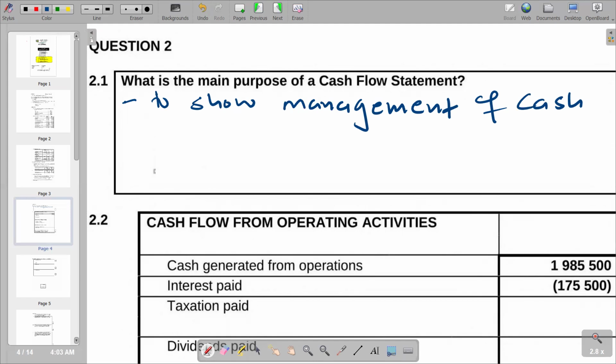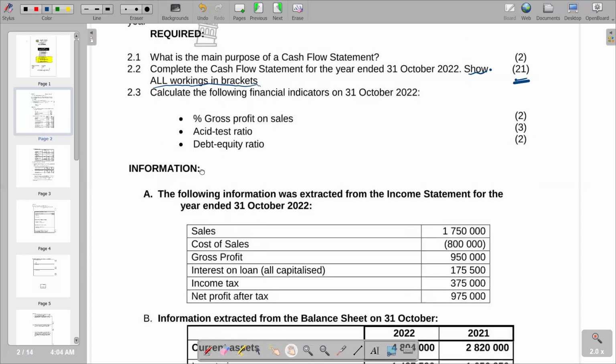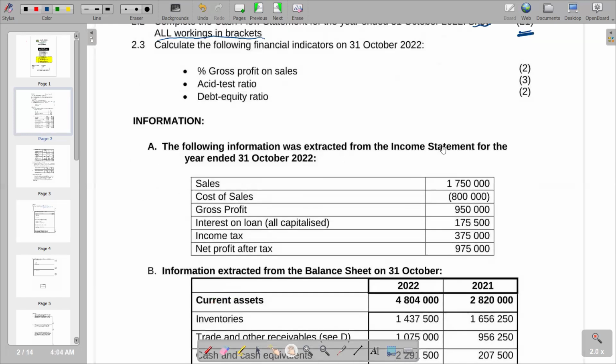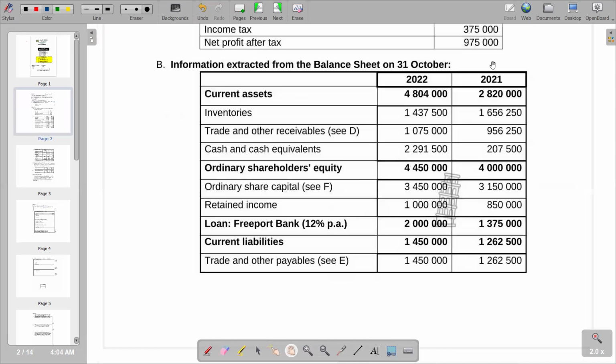So this is what we have on 2.1. Then we go to our next question, which is worth 21 marks. The information given in A was extracted from the income statement for the year ended 31 October 2022. Then in B, you're given information extracted from the balance sheet on 31 October, with a column for 2021 and also a column for 2022.